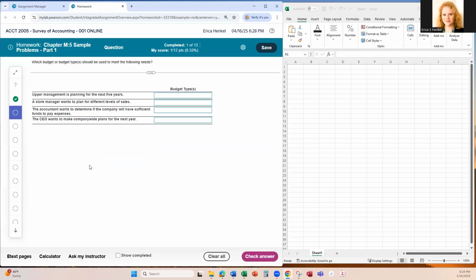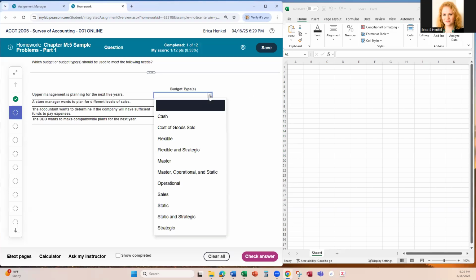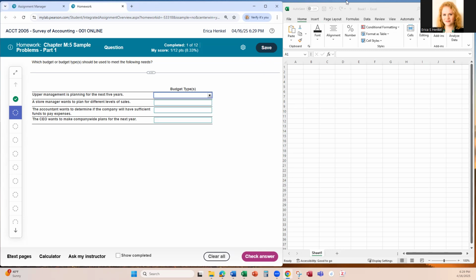So moving on to problem number 2: which budget or budget types should be used to meet the following needs? The different budget types listed in here are all components of a budgeting process. I'm just going to talk really quick about what some of the types of budgets are. Let me just pull up a picture here for you. One second.